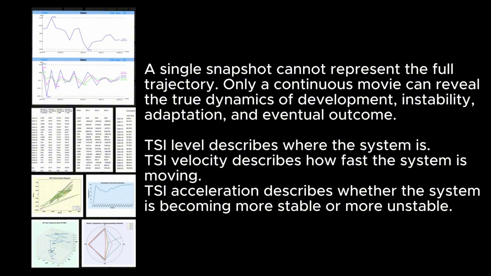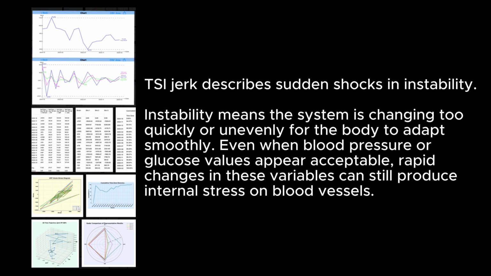TSI level describes where the system is. TSI velocity describes how fast the system is moving. TSI acceleration describes whether the system is becoming more stable or more unstable. TSI jerk describes sudden shocks and instability.